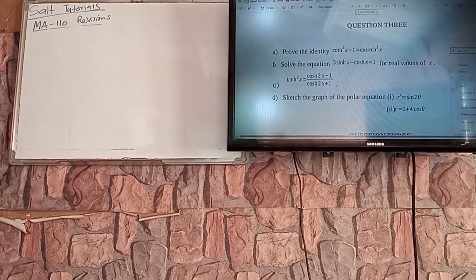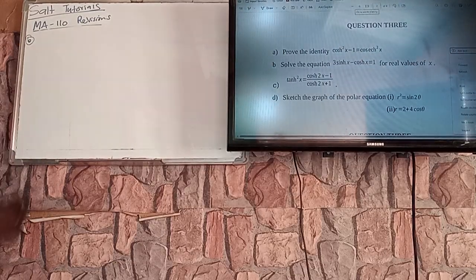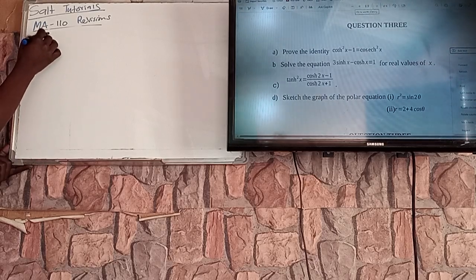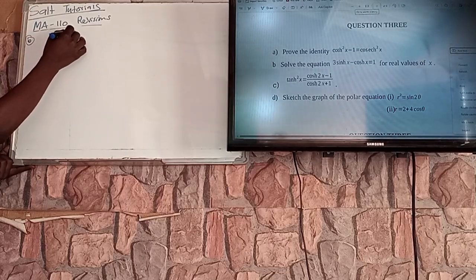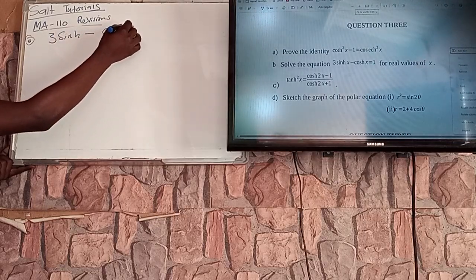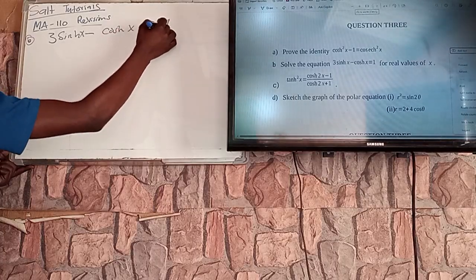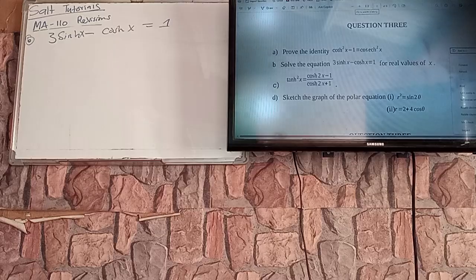So we have the second part, B. The second part is talking about solving the equation, so we want to solve for x. Solving the equation, we're talking about 3 sinh x minus cosh of x to be equal to 1. We want to solve this hyperbolic function equation, so we have to find the value of x.